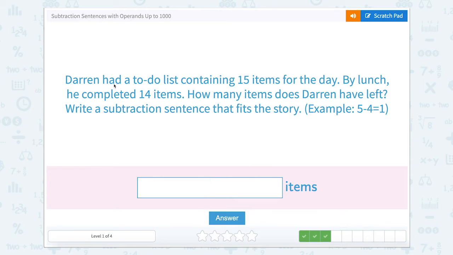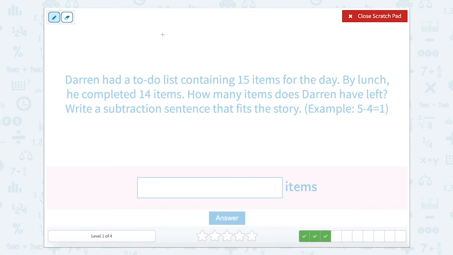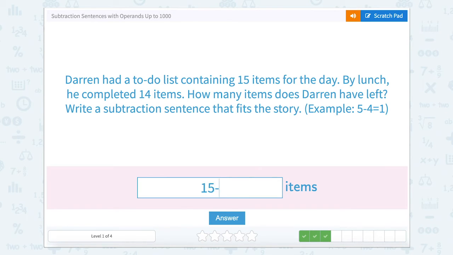Great job. Darren had a to-do list containing 15 items for the day. By lunch, he completed 14 items. How many items does Darren have left? Well, Darren had a smaller to-do list, so he only had 15 items to start with. That would be our total number of items. And he completed 14, so I'm going to subtract 14 to find out how many of those are left. Well, 15 minus 14 equals 1. So we're going to close that scratch pad. 15 minus 14 equals 1.